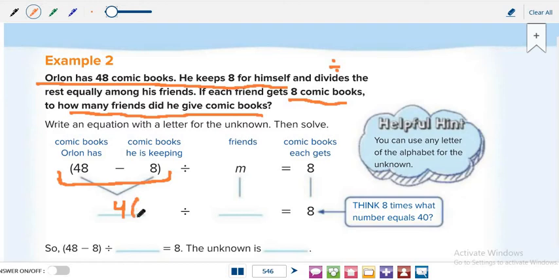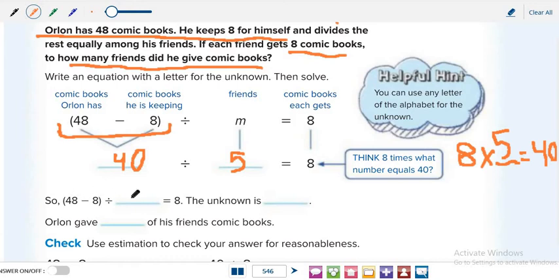Excellent, grade 3. Now 40 divided by what equals 8? What do you think, grade 3? Let's use related multiplication. 8 times what equals 40? What do you think, grade 3? Did you say 5? If so, you are totally right, grade 3. So 40 divided by 5 equals 8. This is the unknown. So 48 minus 8 divided by 5 equals 8. The unknown is 5. So Orlando gave 5 of his friends comic books.